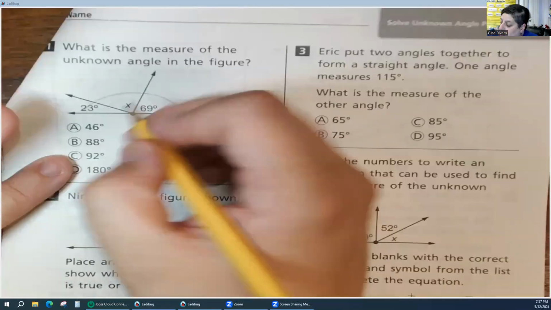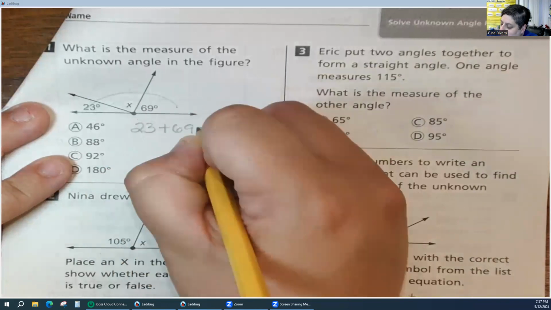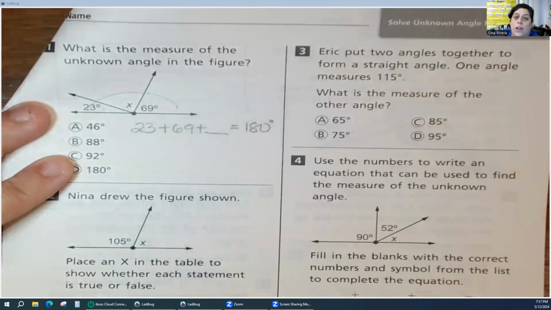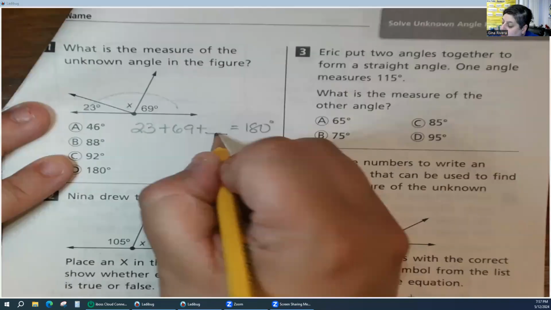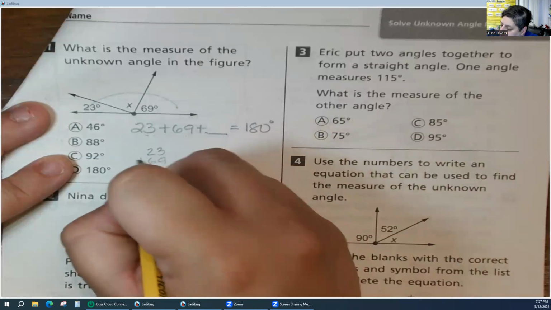So if I wanted to look at the one that's missing, I'm going to have to add 23 and 69 plus that last final number that I don't know to get the 180. So in order to find what's missing, I add what I do know. No shame in writing them like this.